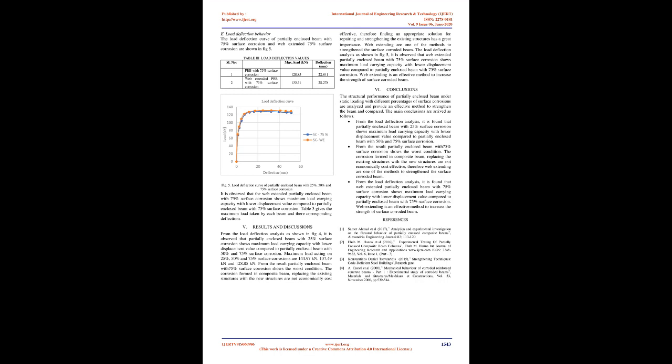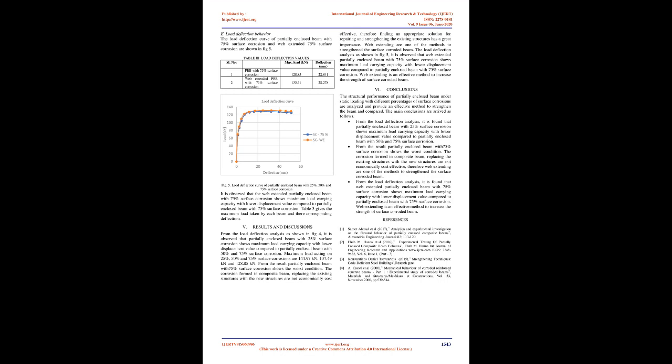The corrosion formed in composite beam, replacing the existing structures with the new structures are not economically cost-effective, therefore finding an appropriate solution for repairing and strengthening the existing structures has a great importance. Web extending is one of the methods to strengthen the surface corroded beam. The load deflection analysis as shown in Fig. 5, it is observed that web extended partially enclosed beam with 75% surface corrosion shows maximum load carrying capacity with lower displacement value compared to partially enclosed beam with 75% surface corrosion. Web extending is an effective method to increase the strength of surface corroded beam.